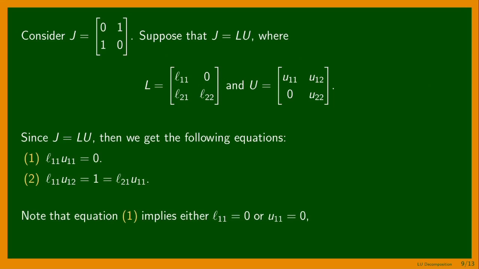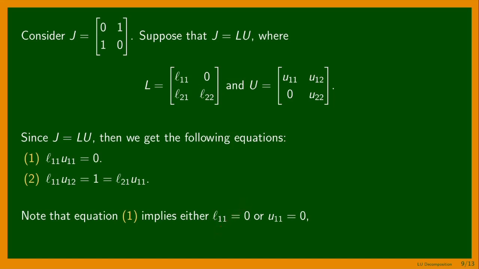When you carefully look at this equation, notice that the first equation implies that either L11 is 0 or U11 is 0, right? So we have two different cases to consider. If L11 is 0, notice that this equation is going to be false because L11 is 0, so no matter what U12 is, this is always 0, and that is a contradiction.